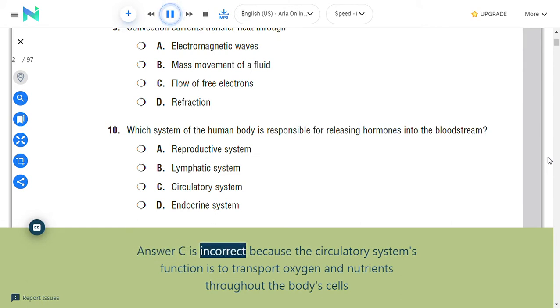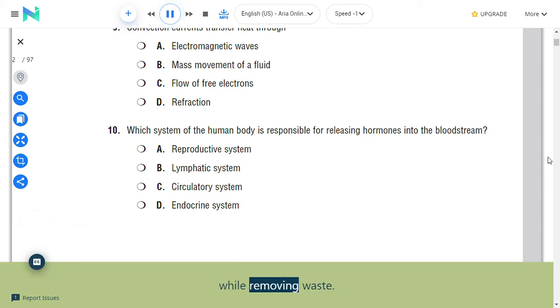Answer C is incorrect because the circulatory system's function is to transport oxygen and nutrients throughout the body's cells while removing waste.